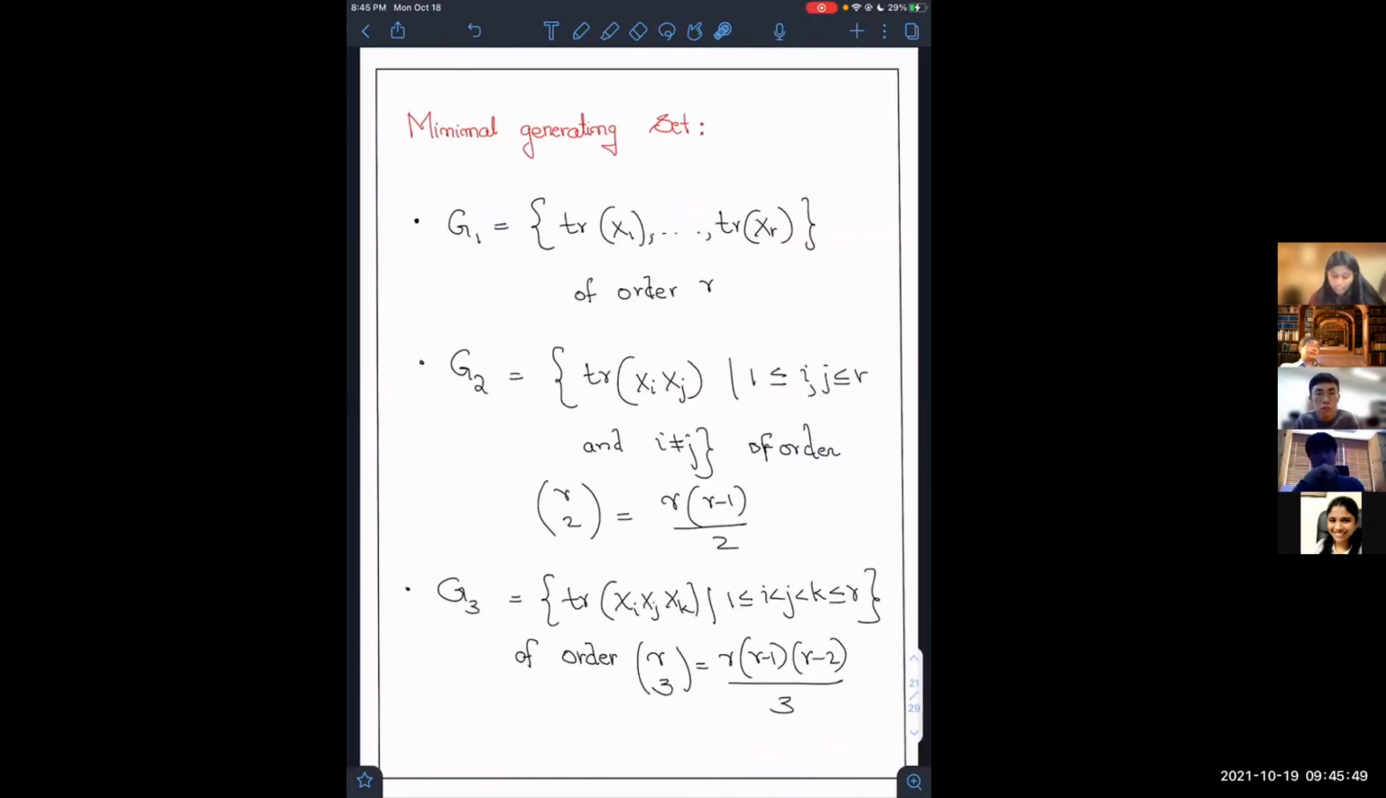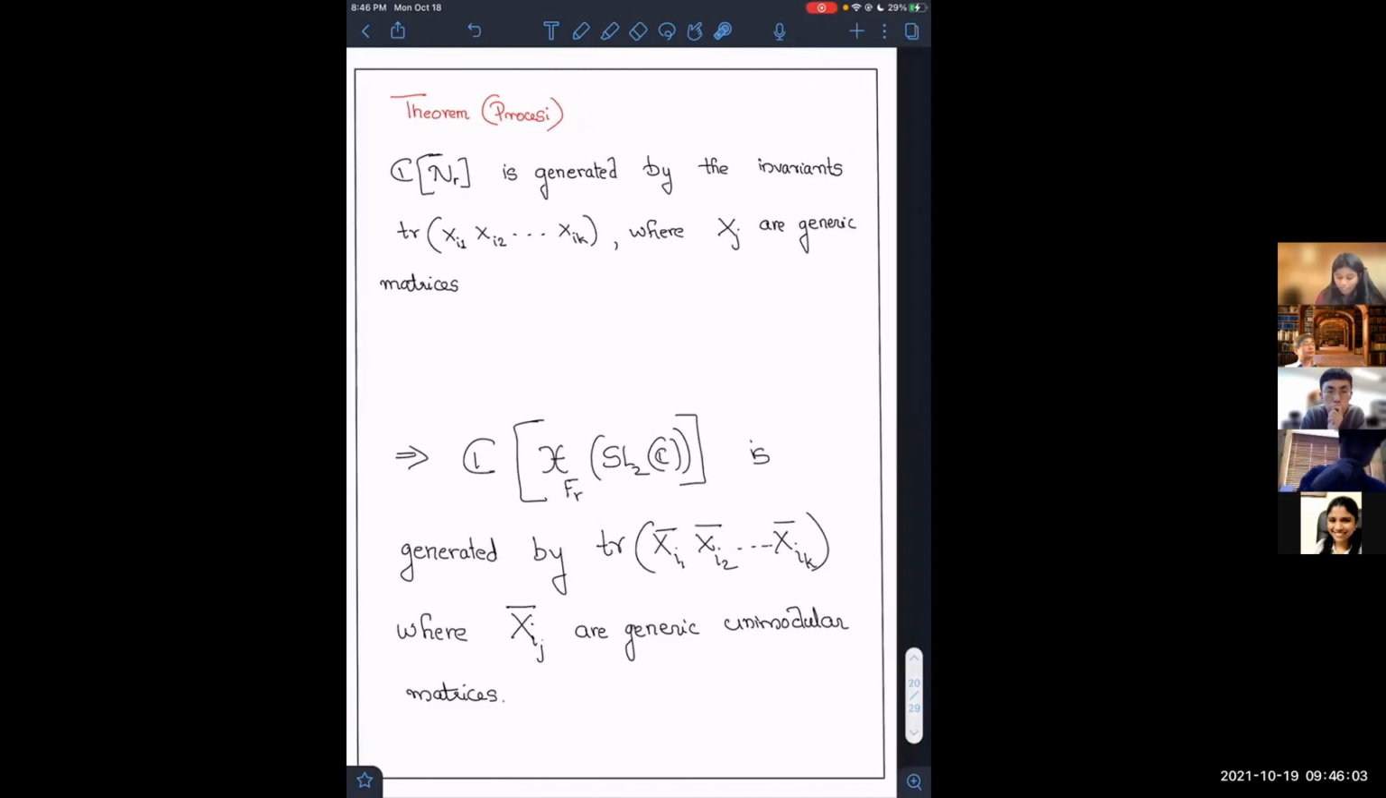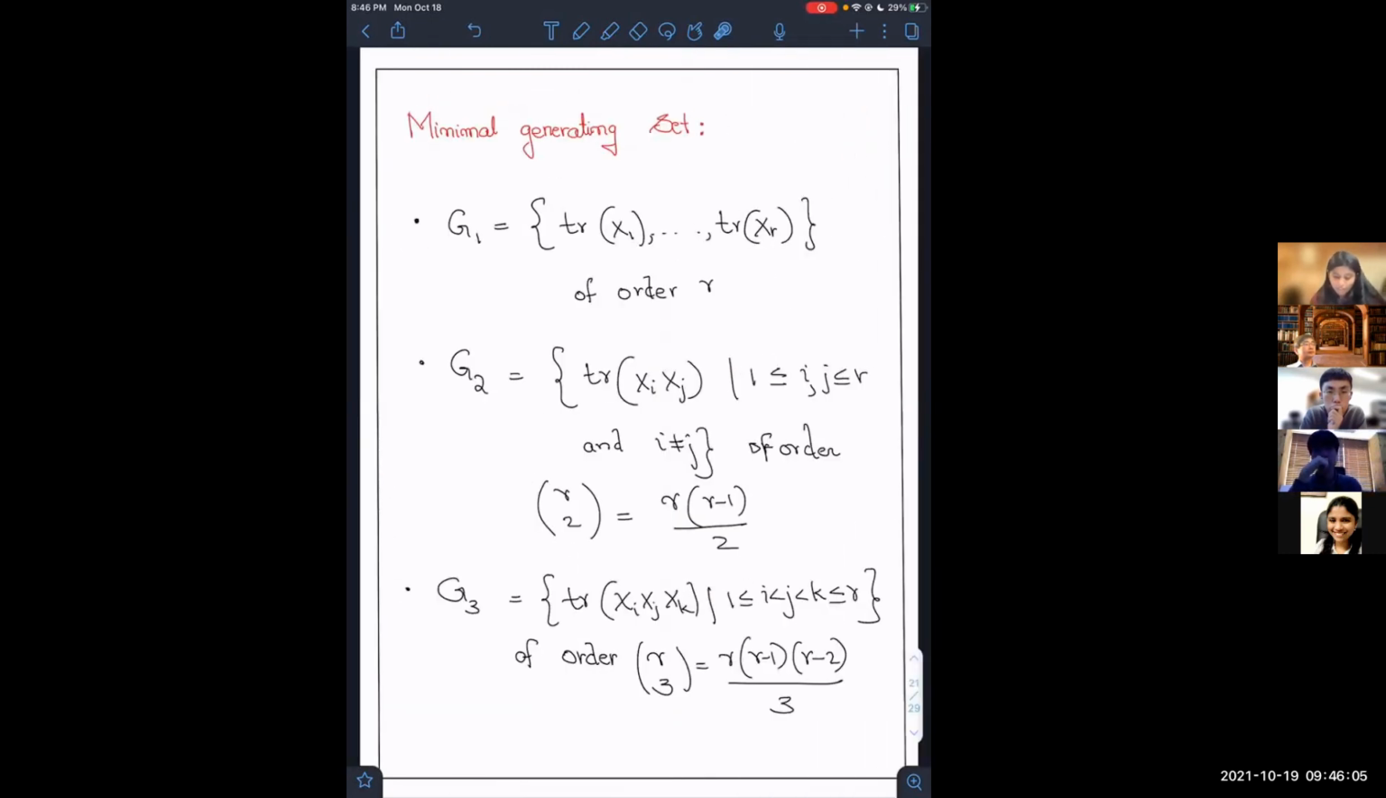Now, this theorem gives all the products, right? All possible products of the generic unimodular matrices. But we can actually further find a minimal generating set of those. What we need basically is we don't need all of these products. We can just take the traces of the individual generic matrices, and there will be R of them because we have R generic matrices.